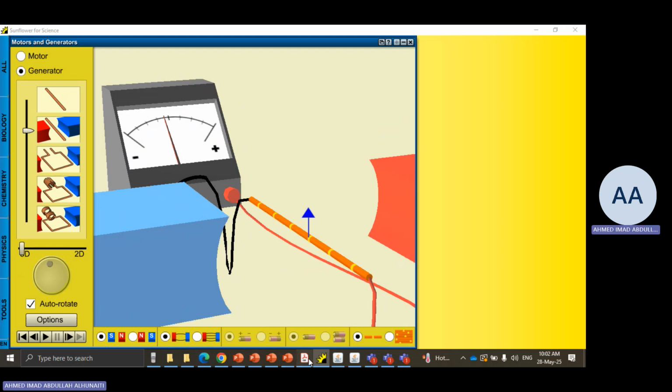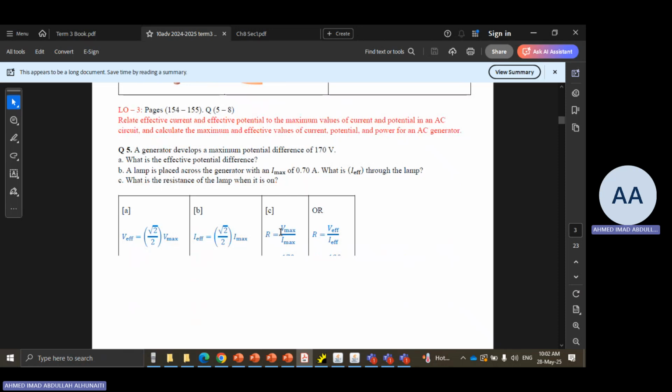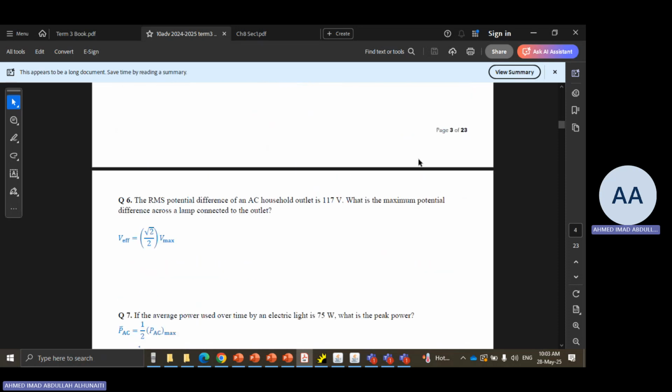Okay, let's move on. Question number 3, relate effective current and effective potential. I think here they mean potential difference to the maximum values of current and potential or voltage, yes, in an AC circuit, and calculate the maximum and effective values of current and potential and power for an AC generator.